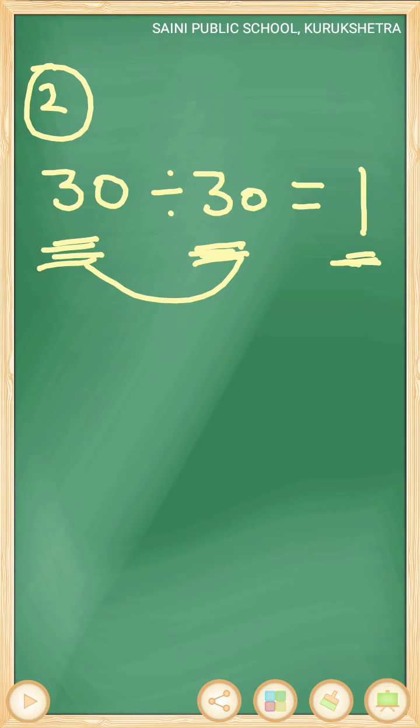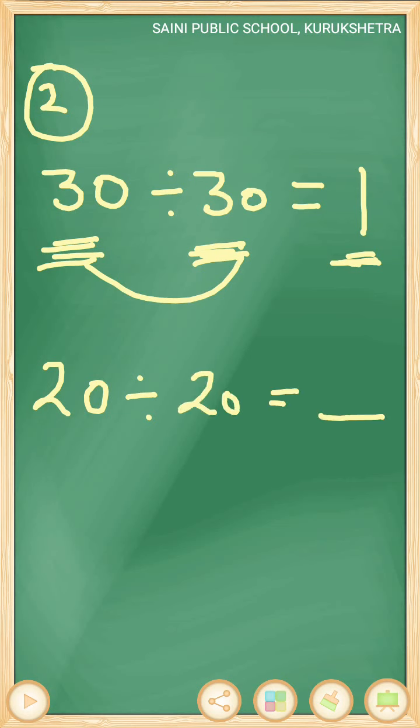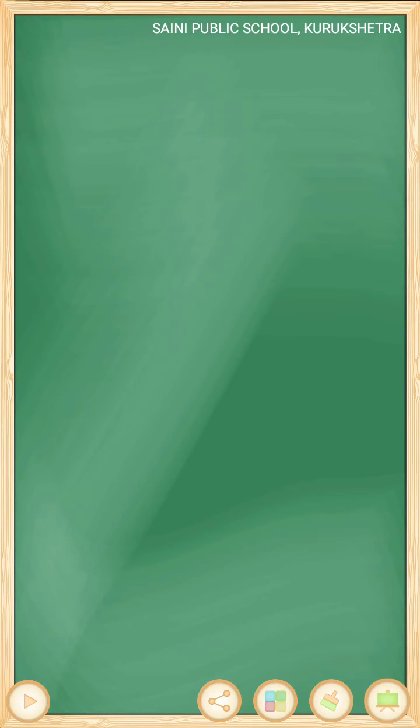Suppose I give you a fill in the blanks. Suppose I write here 20, divide by 20, and you have to write here the answer. Then what you will write here? 1, because dividend and divisor are same, so quotient will be 1. Okay, now let us discuss third property.